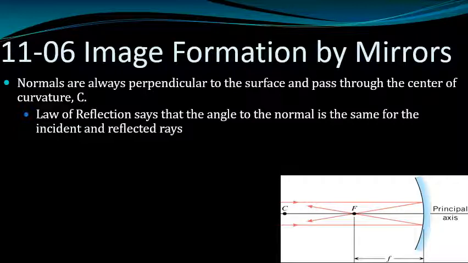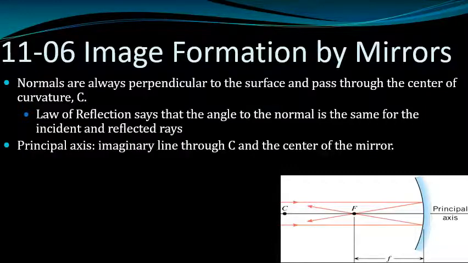Normals, as the term implies, are always perpendicular to the surface and pass through the center of curvature, C. C takes the place of 2F from the lenses. The law of reflection states that the angle to the normal is the same for the incident and reflected rays. So you have a ray coming in, it hits the mirror and reflects at the same angle.